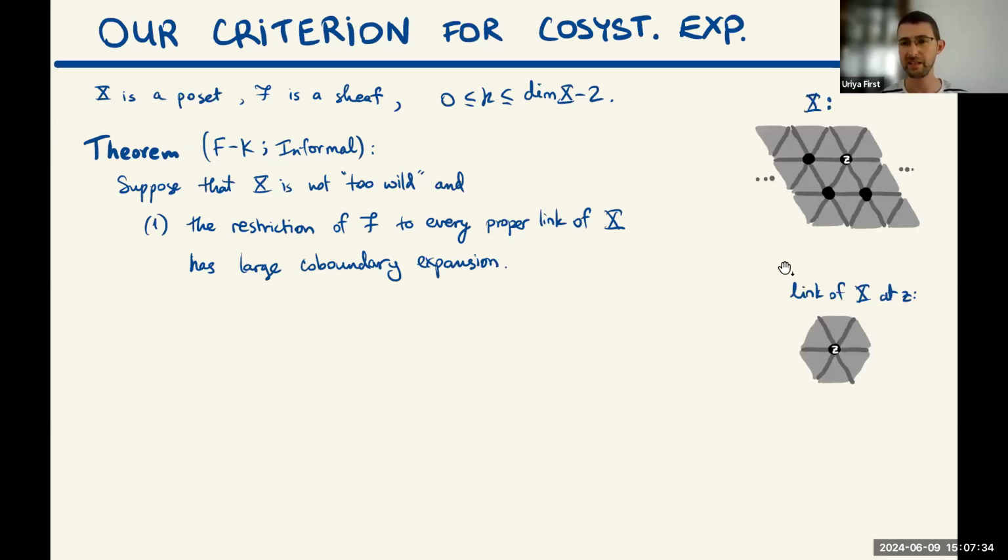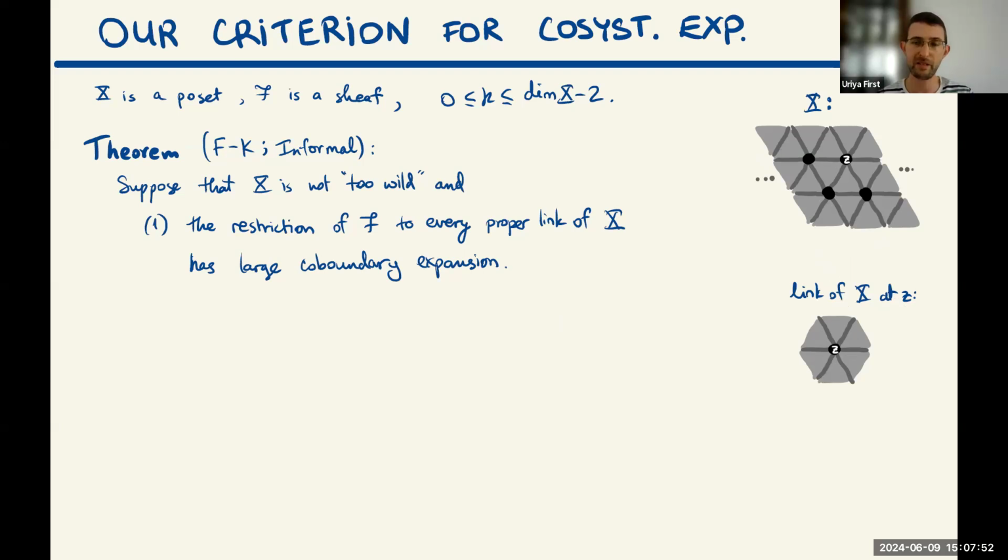What is a link? I drew here some example of a poset X, and there is this special vertex z. So the link of X at z is just all the faces that are larger or equal to z, just this tiny piece. And we can restrict F to that tiny piece.